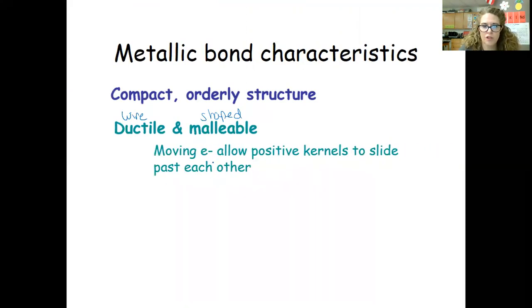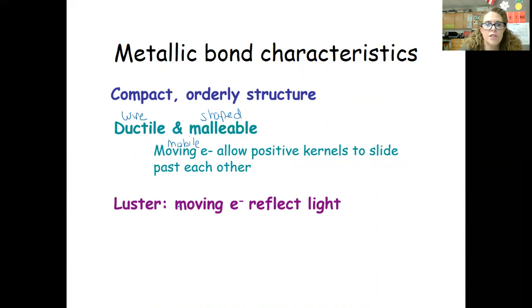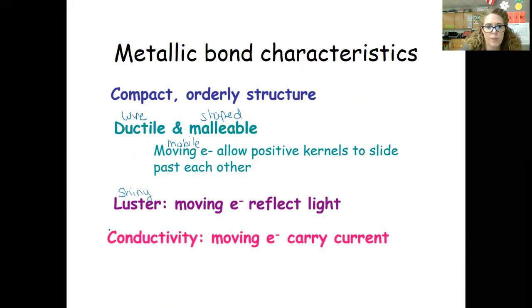And those moving electrons allow those positive kernels to slide past each other. They also have luster, which means those moving electrons reflect light. So luster is a fancy word that means shiny. Metals are shiny, ductile, malleable, and really most important, conductive. Those moving electrons carry electric current.